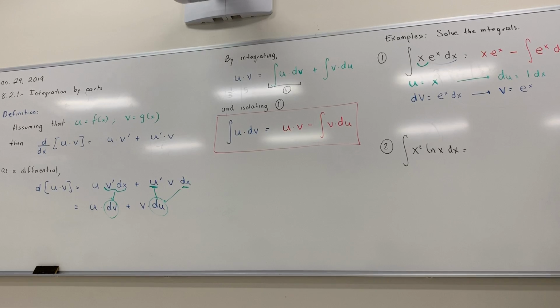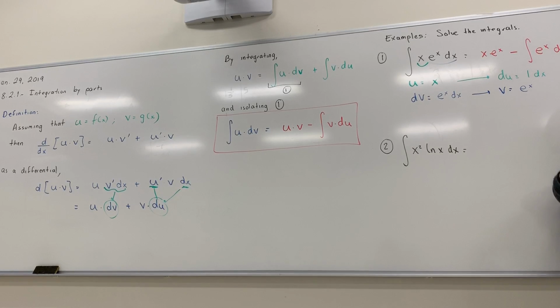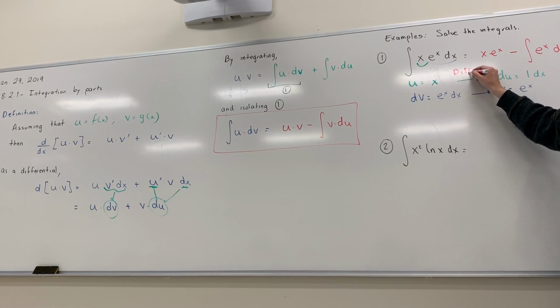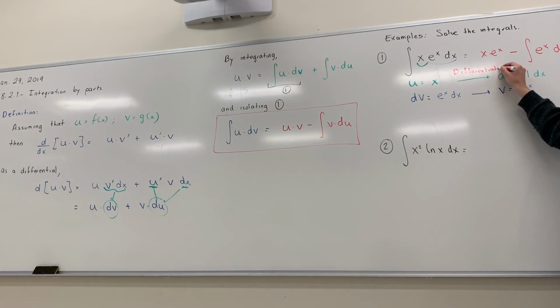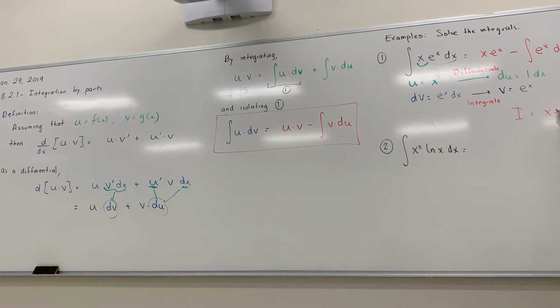But why is v e to the x? Because of the integral of this one. In this one, for example, from this side to that side, I need to differentiate. And in this case, I need to integrate it. Mentally, of course. Can I solve this small integral? Yeah. So my final solution is going to be x e to the x minus the integral of e to the x, which is x e to the x minus e to the x plus C. That's the solution.